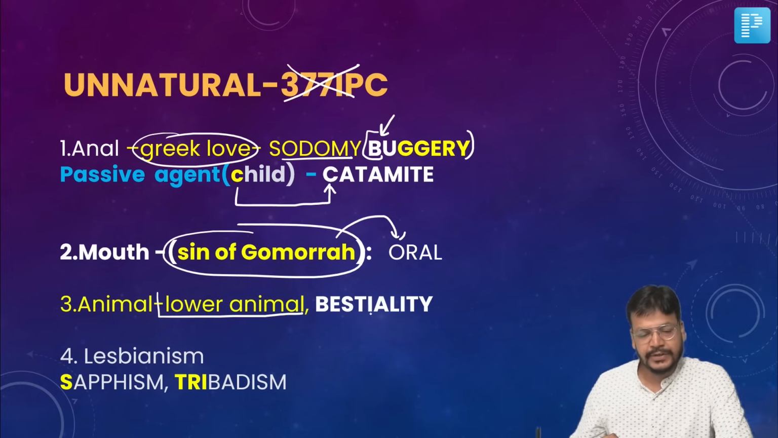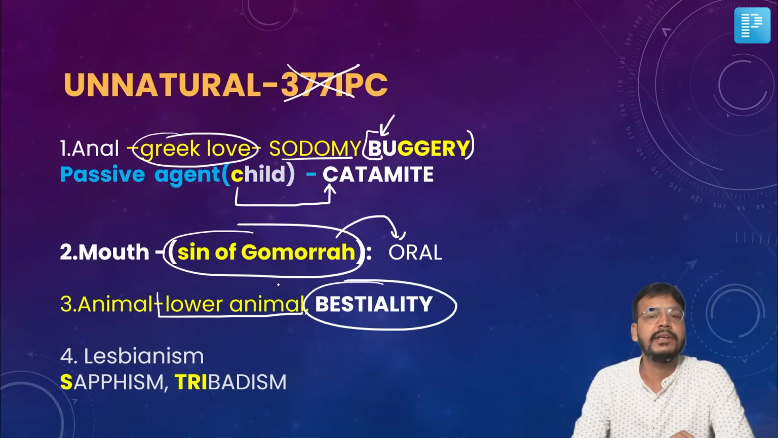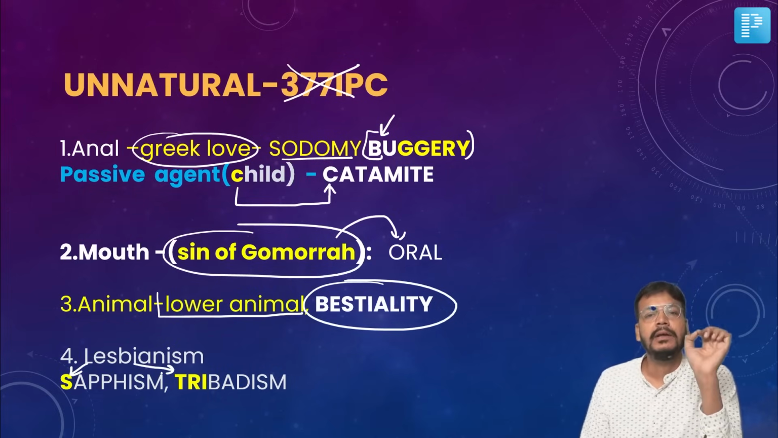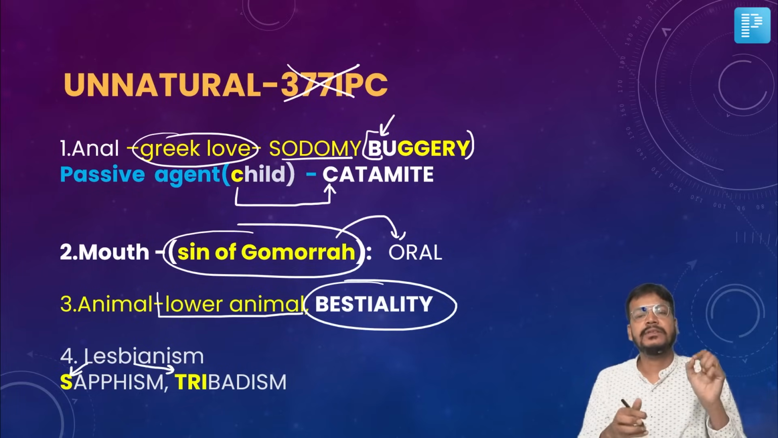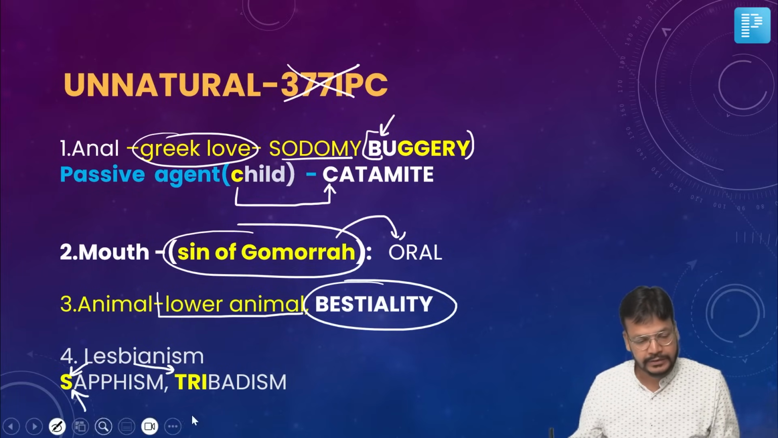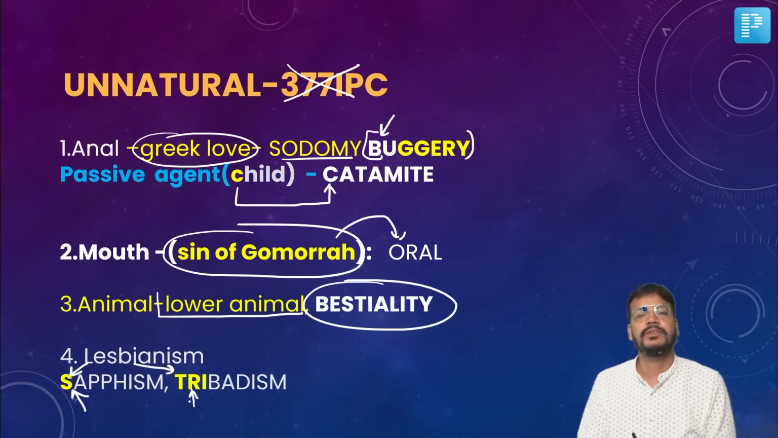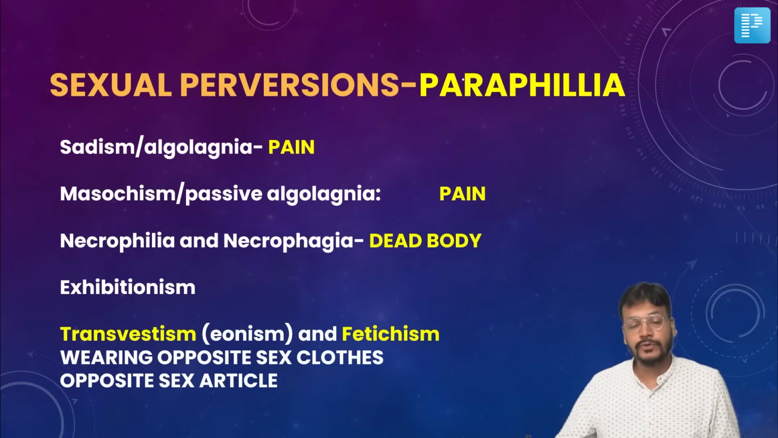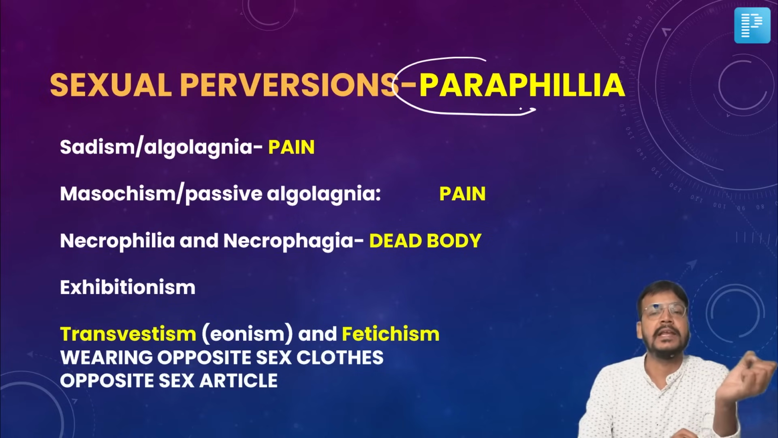Animal sex is with a lower animal. It is known as bestiality. And sir, lesbianism is known as sapphism and tribadism. How would you remember? Lesbianism is between two stree, S for stree, S for sapphism, T for tribadism. Sapphism and tribadism.